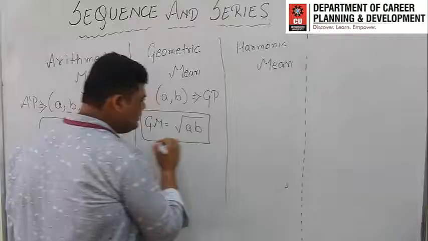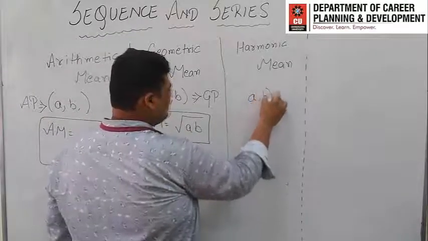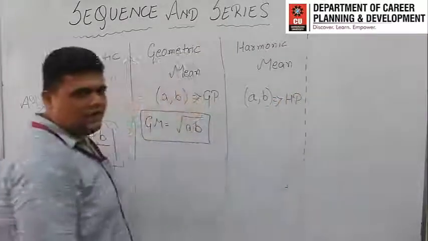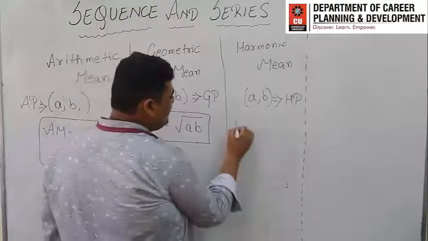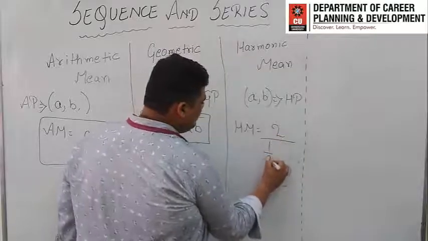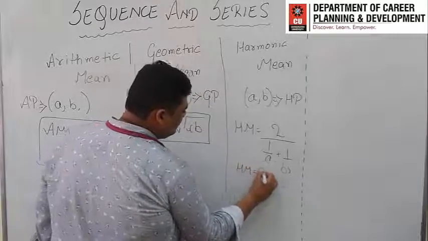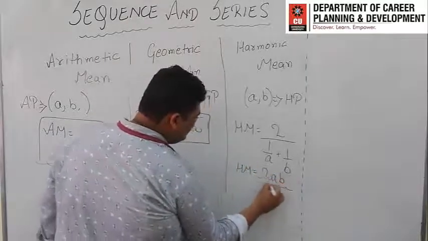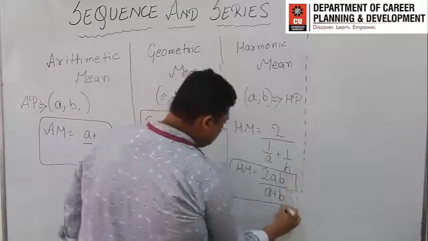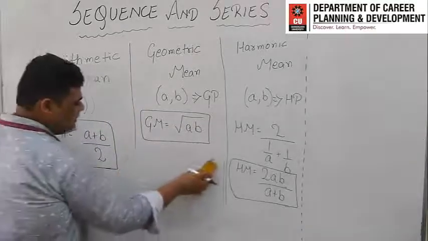In the same way you can find the harmonic mean if the two terms A and B are in harmonic progression. Then you can find the harmonic mean as 2 divided by 1 upon A plus 1 upon B, or we can write it as harmonic mean equals 2AB divided by A plus B. This will be the harmonic mean. So individually we have found the geometric mean, arithmetic mean and harmonic mean.